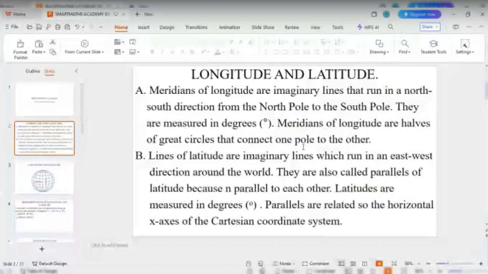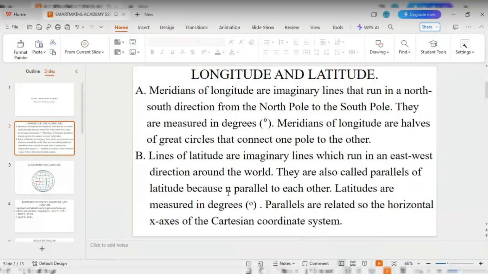So what are the poles under consideration? They are the North Pole and the South Pole. So we use the lines of longitude to connect the North Pole to the South Pole. That's the definition of longitude. Then the second one is the lines of latitude. They are imaginary lines which run in an east to west direction around the world. Latitude runs from east to west. That is the horizontal. They are also called the parallels of latitude.